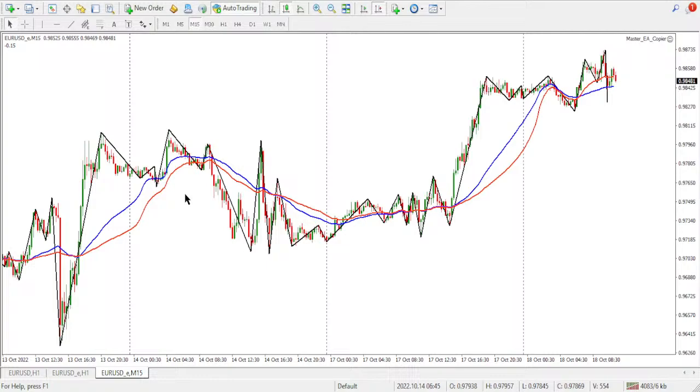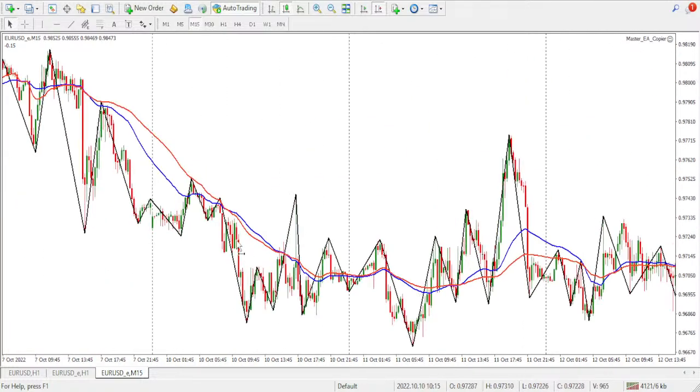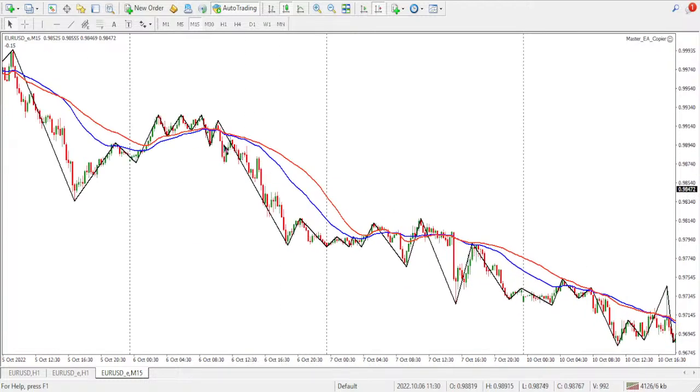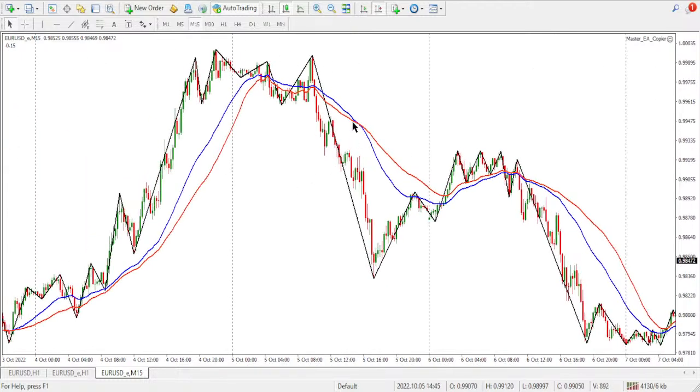What that means is this: when you have a downtrend like here, we see that there is no break above the previous top, but there is a break below the previous bottom.